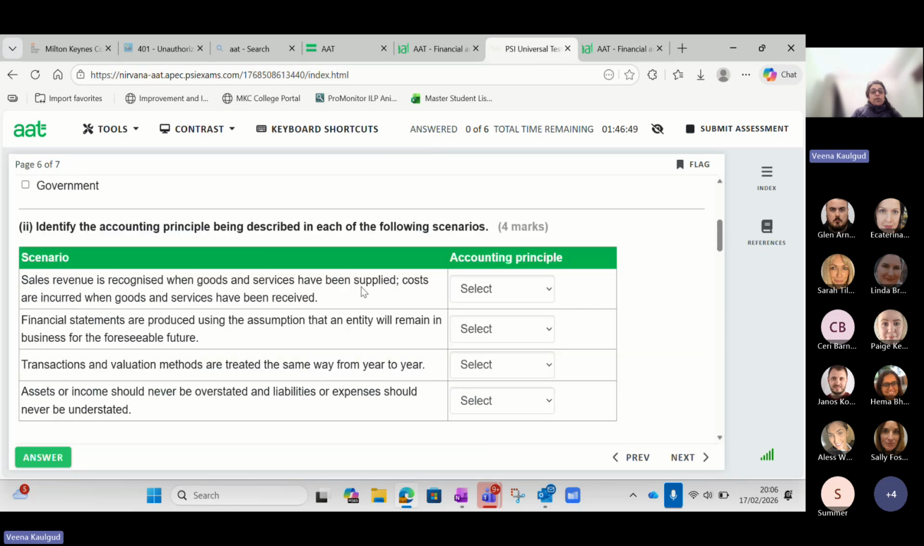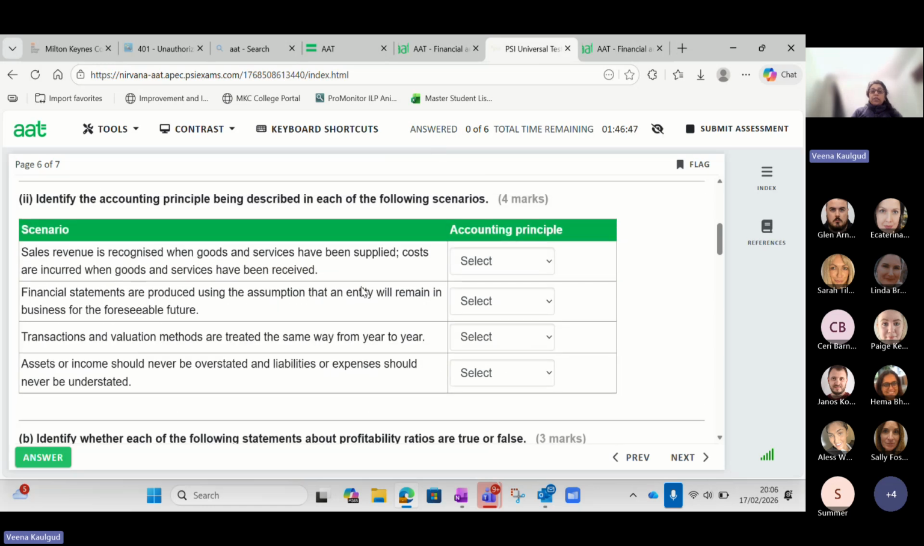Then the next one we are going to see is which are the accounting principles being described in each of the following scenarios. Sales revenue is recognized when goods and services have been supplied. Costs are incurred when goods and services have been received. So these are the different accounting principles. So you record the sales in the year it is sold, and you record an expenditure in the year it is due. It is incurred, not when it is paid. So this particular concept is called the accrual principle.